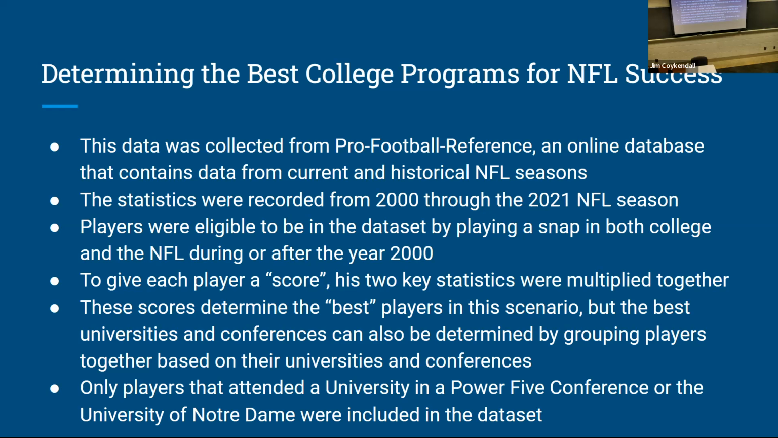And to give each player a score, his two key statistics were multiplied together. These scores determine the best players in this scenario, but the best universities and conferences can also be determined by grouping players together based on these similarities. Only players that attended a university in a Power 5 conference or the University of Notre Dame were included in this data set. For those of you who are unfamiliar with what the Power 5 conferences are, that is the ACC, the Big 10, the Big 12, the Pac 12, and the SEC.